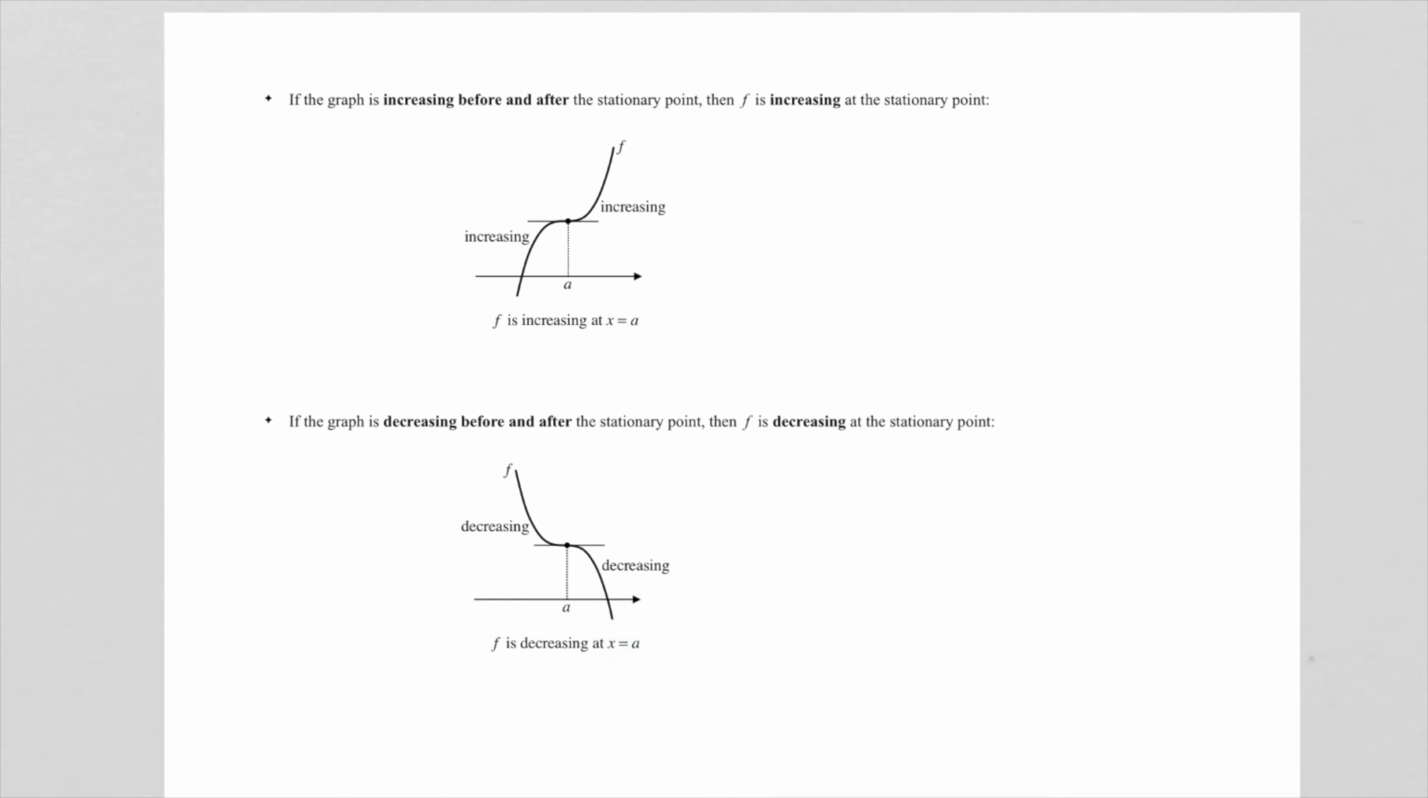And that means that in this case, like this sketch here, where it goes from increasing to increasing, the function is only increasing at the stationary point. And in the case where it goes from decreasing to decreasing, the function is only decreasing at the stationary point. So basically, we have to look at what happens before and after the stationary point, and then come to the conclusion of whether the function is increasing or decreasing or both at the stationary point itself.